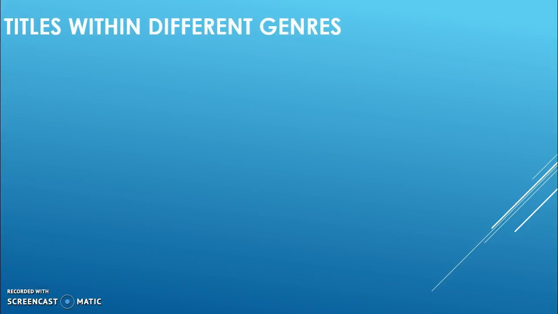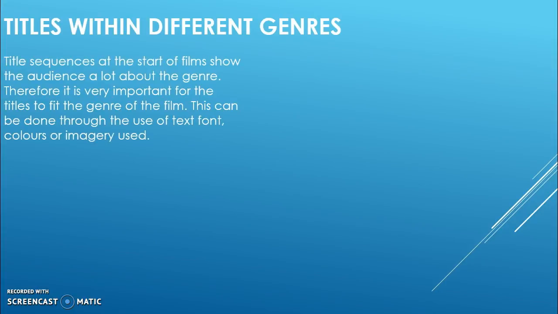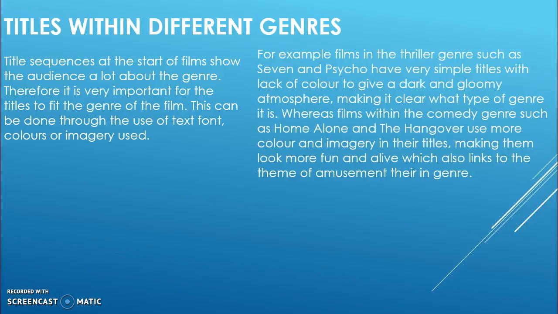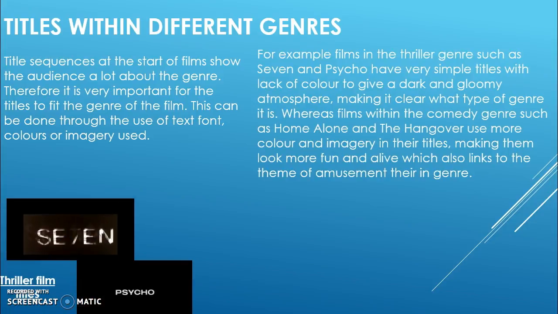Titles within different genres. Title sequences at the start of films show the audience a lot about the genre. Therefore, it is very important for the titles to fit the genre of the film. This can be done through the use of text, font, colors, or imagery used. For example, films in the thriller genre such as Seven and Psycho have very simple titles with lack of color to give a dark and gloomy atmosphere, making it clear what type of genre it is.